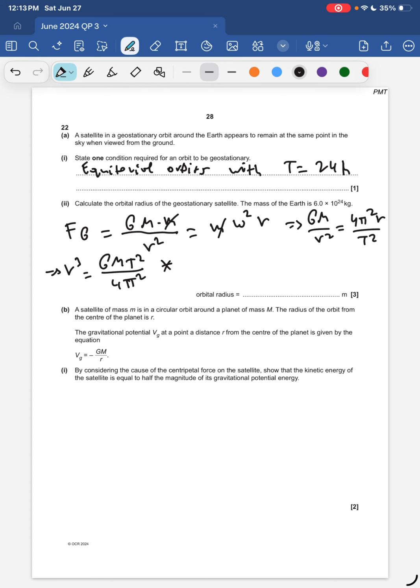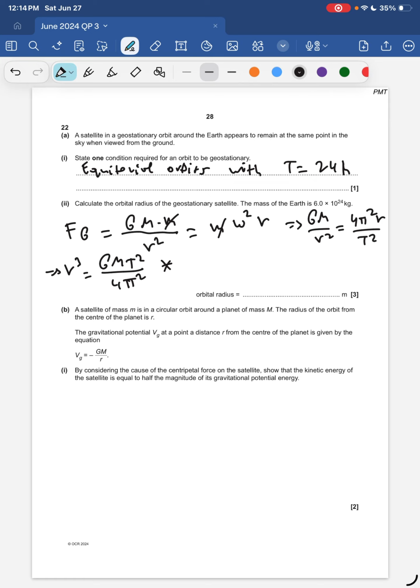Okay, part B, a satellite of mass m is in circular orbit around a planet of mass capital M. The radius of the orbit from the center of the planet is r. The gravitational potential Vg at a point distance r from the center of the planet is given by the equation Vg equals minus GM over r. Question I, by considering the cause of the centripetal force on the satellite, show that the kinetic energy of the satellite is equal to half the magnitude of its gravitational potential energy.